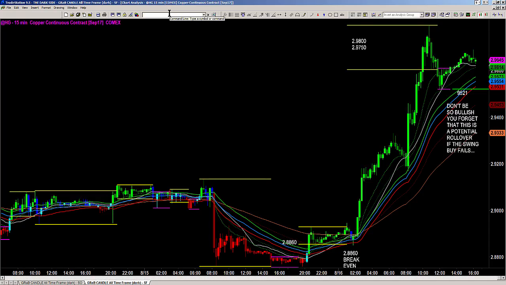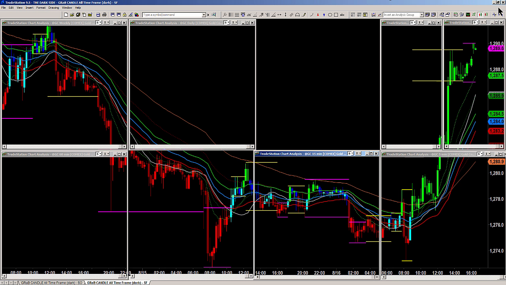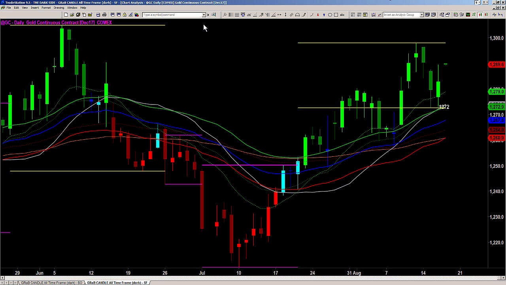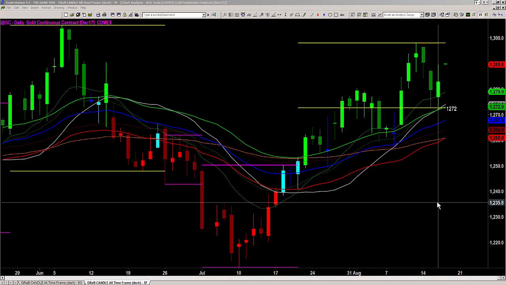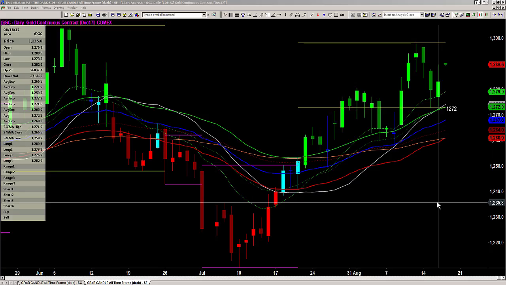Now let me give you another example, and this is where we are. By the way, we're looking for another pullback buy on copper, continuing to play that 15-minute time frame. The next one was gold. It's a very similar situation. There's a level that I'm waiting to buy at: box low, 34 EMA, and I'm looking for a 1272 low.